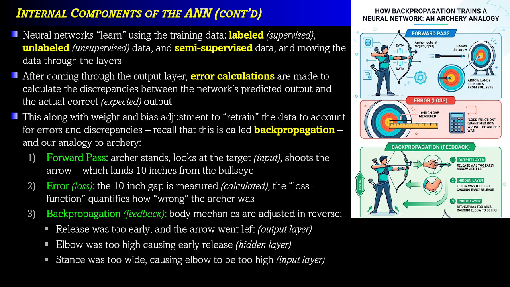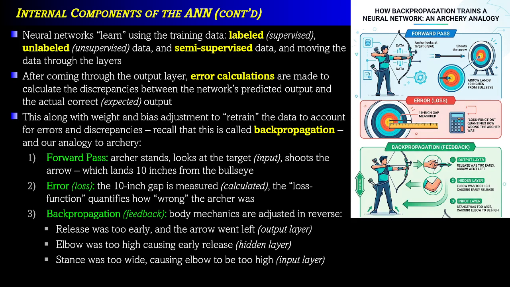Now, the feedback process, the backpropagation, is we're going to go backwards through our process to make subtle adjustments to, in this case, body mechanics. So maybe we released the arrow too early, and that's why it went a little left and it was 10 inches away. So we noticed that it was 10 inches away, we calculated that loss, and we're realizing that we released the arrow a little too early. Why did we release it too early? Well, maybe our back elbow was raised up too high. And because it was raised too high, we released early.